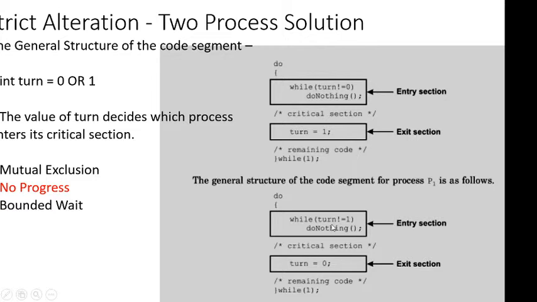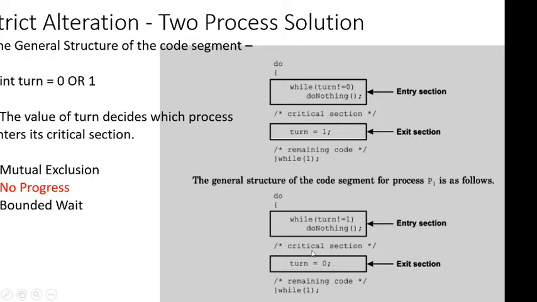Once the other finishes, he makes turn 0. So this while loop keeps rotating, keeps checking the turn value. He's keeping on checking the turn value. As soon as process 1 makes the turn value 0, he says, oh, turn is 0. Then it becomes false. Then he enters his critical section. So that way, mutual exclusion is there.